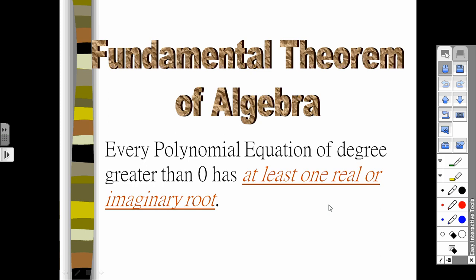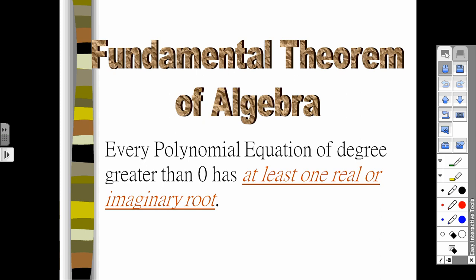So our fundamental theorem of algebra says that every polynomial equation that has a degree that's greater than 0 has at least one real or imaginary root. So at least one. Could be more, but at least one. Okay, that's the fundamental theorem of algebra. Anytime anything is a fundamental theorem, you know it's a big deal. But in this case, while this is a big deal, it really doesn't allow us to do a whole lot when we go to try to solve things.